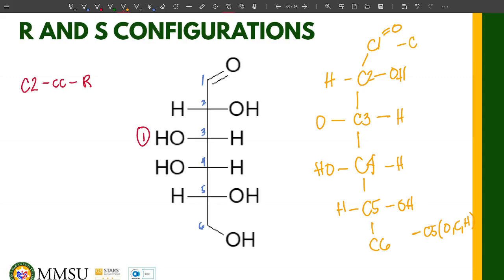Si carbon 1 ulit, di ba? Kanina, si oxygen and oxygen, since that is a double bond oxygen. So, oxygen, oxygen, and then oxygen versus carbon. So, automatic, carbon 1 yung magiging priority. So, sa side ni carbon 1, that is si carbon 2. So, this is your second priority group. And the direction is a clockwise direction. So, carbon 3, clockwise, sinister.